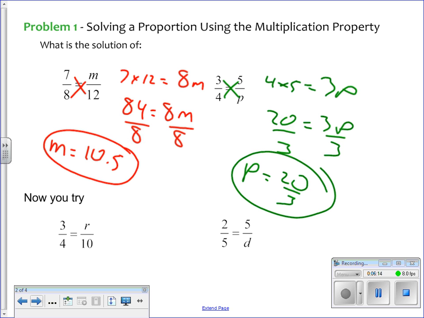I love proportions. They're very easy to solve. Really, it's just cross multiply, and then it's a one step after that, generally speaking. Okay. Your turn. Do those other two problems.